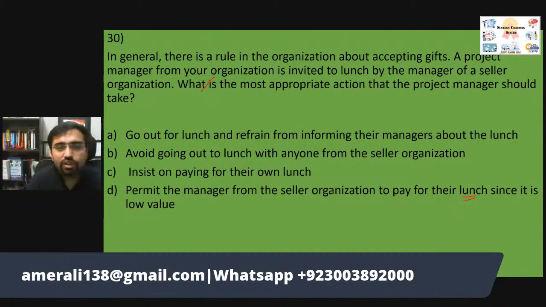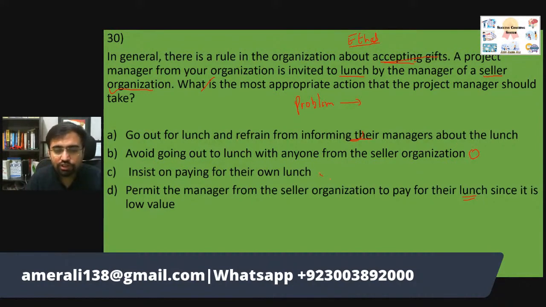In general, there's a rule in the organization about accepting gifts, so we are now more towards ethics. Gifts. A project manager from your organization is invited to a lunch by the manager of the seller organization. What is the most appropriate action? Now, go out for lunch and refrain from informing the manager. That seems a nonsense option. If they have invited you to lunch, maybe there are two or three approaches. Let's go to the options. Avoid going out to lunch with anyone from the seller organization. Yes, this seems a good option.